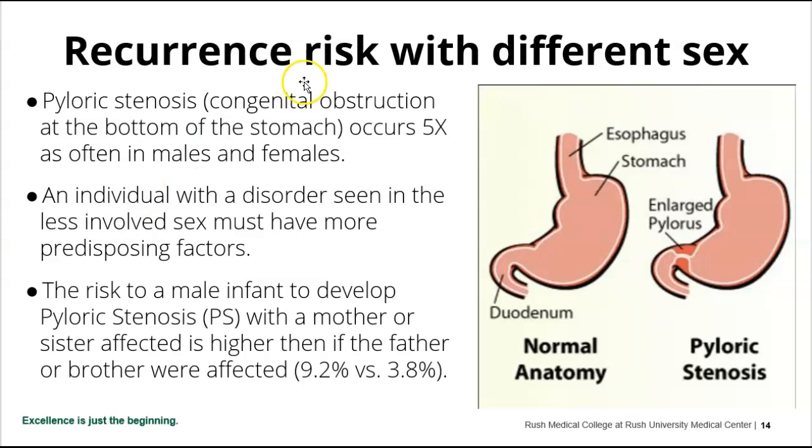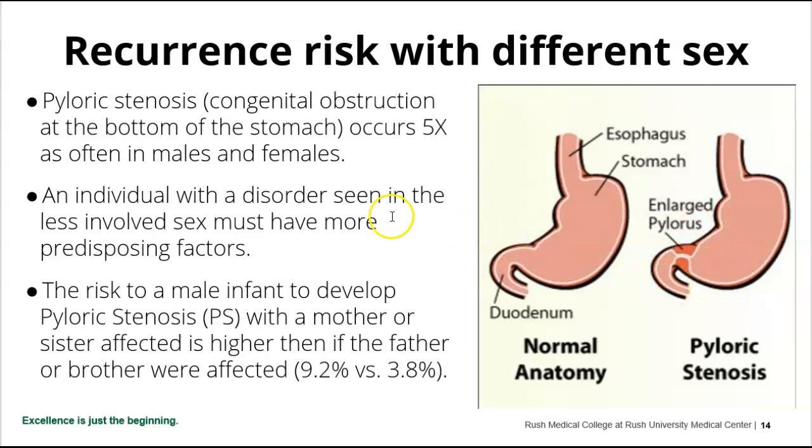The other thing I want to talk about is recurrence risk with different sexes. So pyloric stenosis is a congenital obstruction at the bottom of the stomach where there's a hypertrophy of the pylorus. And the problem is then the food can't get out this way, so the kid spits up a lot. And it actually can cause a lot of issues. They can become dehydrated and have failure to thrive and things like that. And this is 5 times more common to occur in males than females.